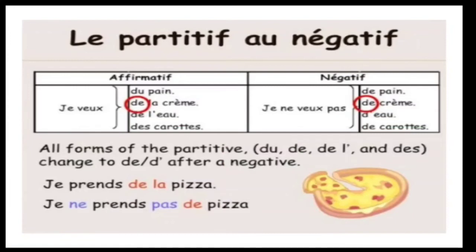Je prends de la pizza, so I take some pizza. When you change to the negative form, de la changes to de. So je ne prends pas de pizza. So for indefinite articles also the same rule applies, that is un, une, des. So this is all about the articles.